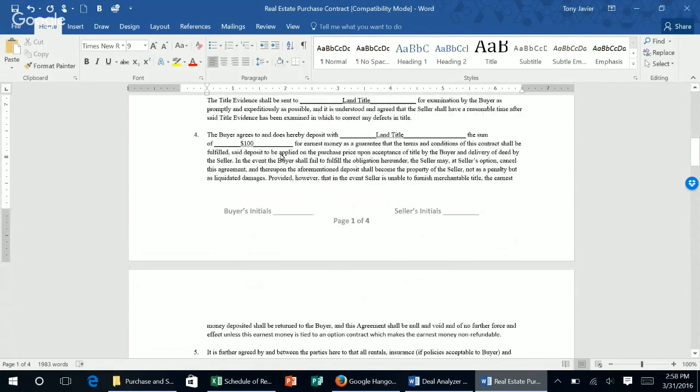And this says if you back out for reasons in the contract, you get that money back. If you back out just because you feel like it, or it's not something that's in this contract, then they can keep that money as liquidated damages. Okay, so that shows it right there.